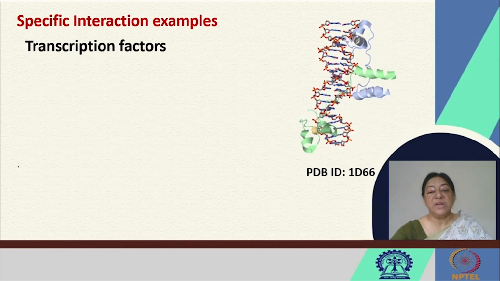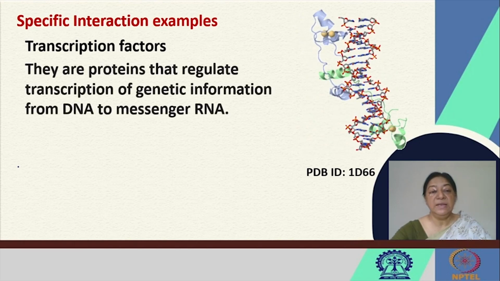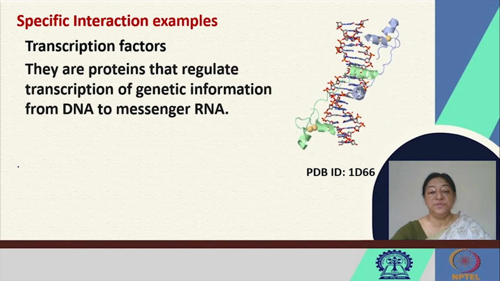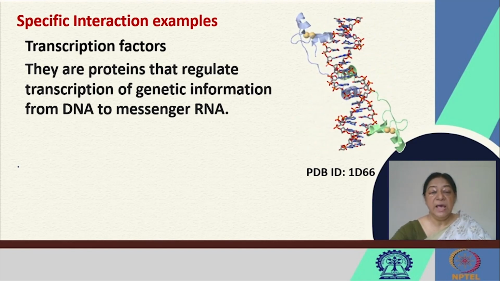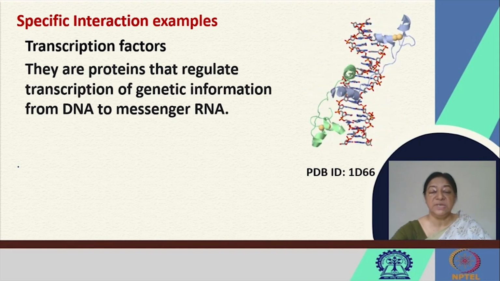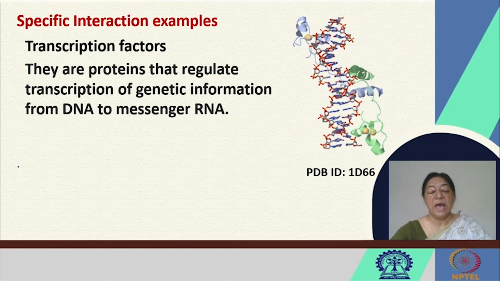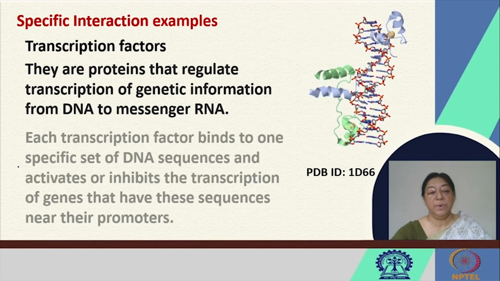Other specific interaction examples include transcription factors, and these are proteins that are going to regulate the transcription of genetic information from DNA to messenger RNA, and this itself indicates the importance of the process because it is going to be the transcription process and specific interaction is required to bring about this.